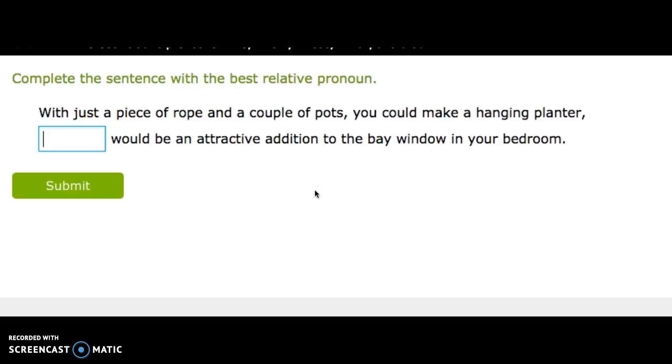In this next example, with just a piece of rope and a couple of pots, you could make a hanging planter, which would be an attractive addition to the bay window in your bedroom. And so now we're looking at the word planter as it extends into the clause. In this case, it's which, because there's a comma, which makes this non-restrictive. Which would be an attractive addition to the bay window in your bedroom is modifying the planter, giving examples or explaining beyond. It starts with a relative pronoun. This clause is functioning as an adjective clause.